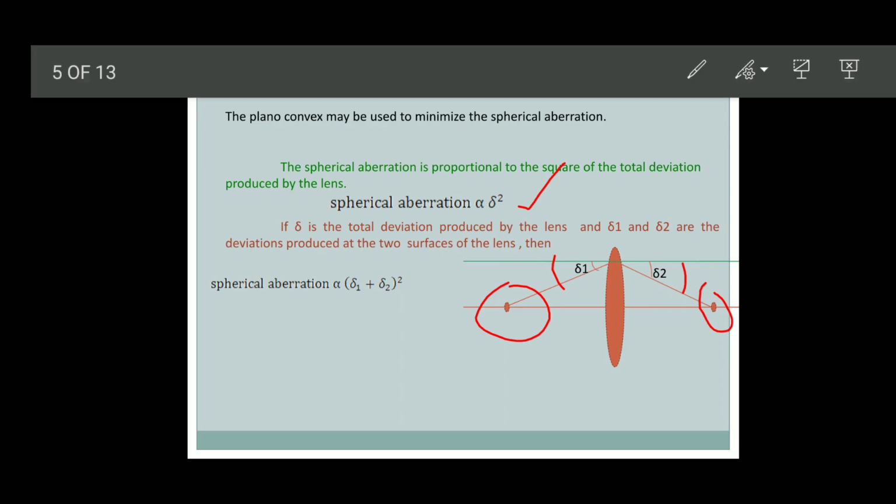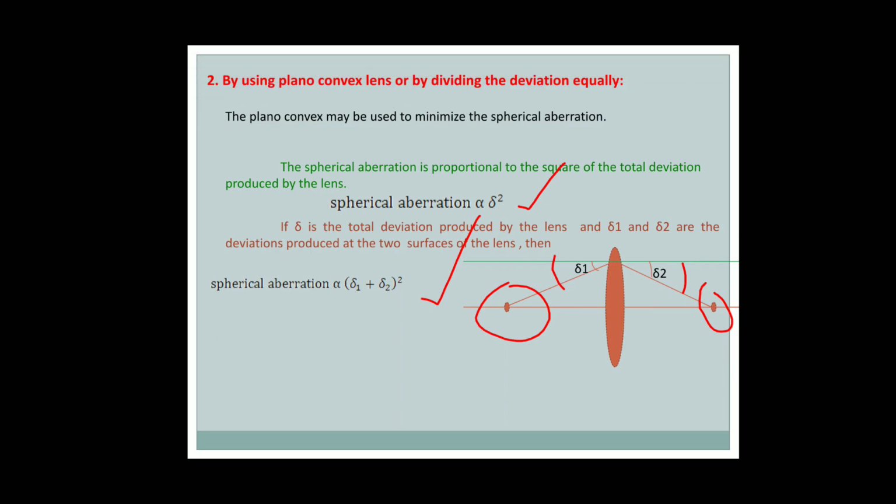So the spherical aberration is directly proportional to (delta 1 plus delta 2) whole square. We know (a plus b) whole square is equal to (a minus b) whole square plus 4ab. According to that, spherical aberration is directly proportional to (delta 1 minus delta 2) whole square plus 4 delta 1 delta 2. If delta 1 is equal to delta 2, then the spherical aberration is directly proportional to only 4 delta 1 delta 2.